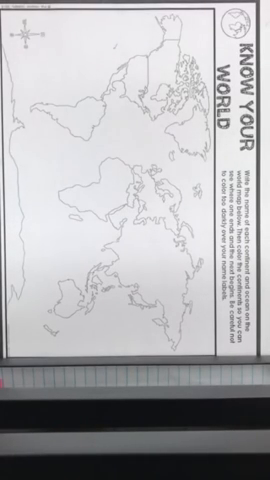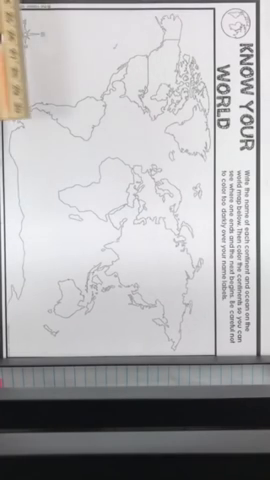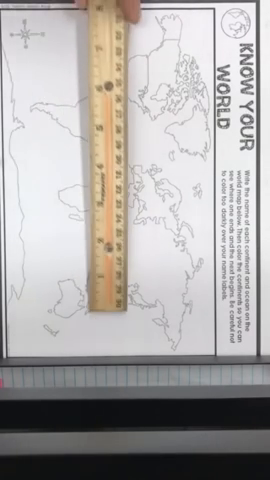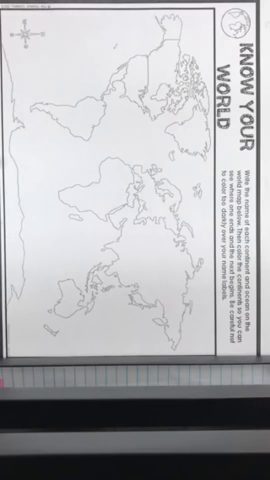Alright guys, first of all you need to turn to page 24 and 25 in your Rand McNally Atlas. Make sure you have a ruler and you're labeling the map. First thing we're going to do is label these 7 continents.